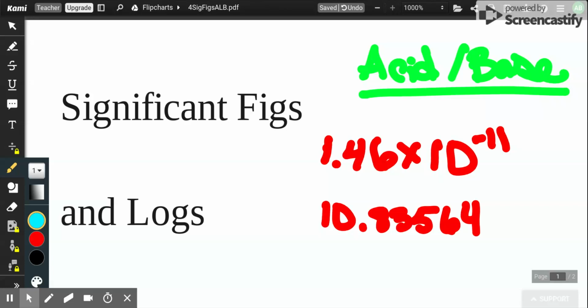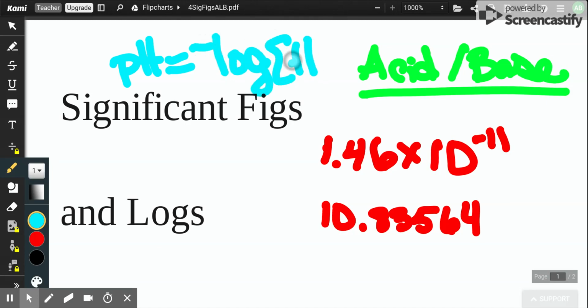All right, what I want to do here is give you a really quick video about significant figures and logarithms. The only time you're going to need this is essentially when you're doing acid-base calculations with pH. If you guys remember, pH equals the negative log of the concentration of H plus.